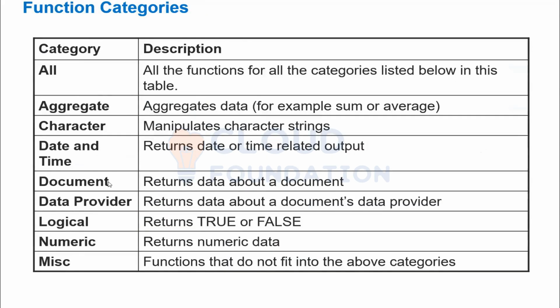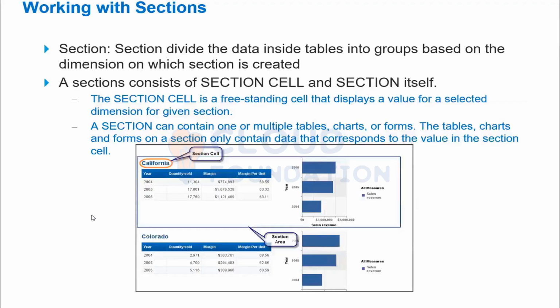And these are the function categories which Webi supports: aggregate functions like minimum, maximum, sum, average; character functions like substring, length, position; date and time functions; document functions. These are the kinds of functions available for the creation of variables.